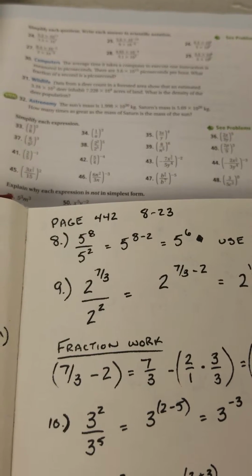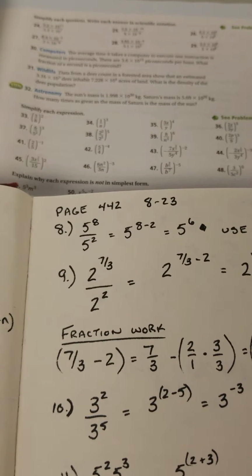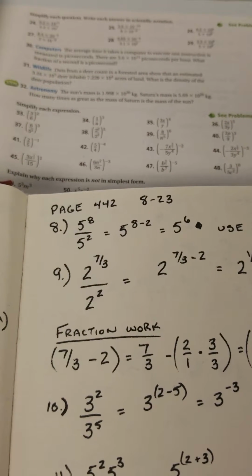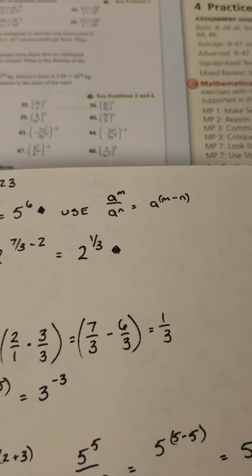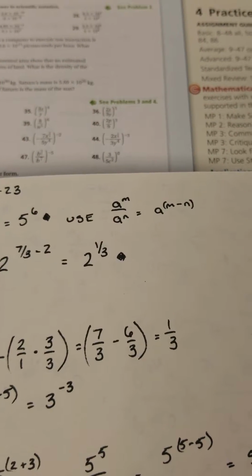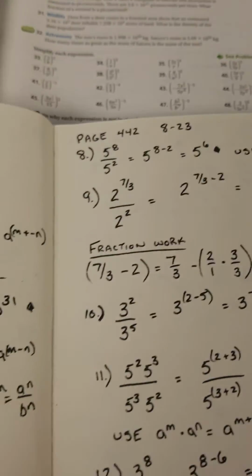Now I could expand that out and then cross out the 5s and get my answer. That could be one mode of operation. But an easier way is to just subtract the 8 and the 2 and I get 5 to the 6th power. Here's the property that you're going to use on each one of these problems starting out. They get a little bit more complex as we go along. Let's look at number 9.